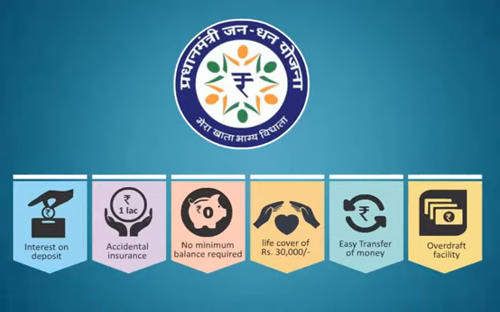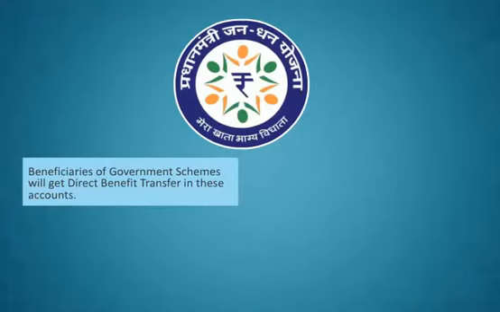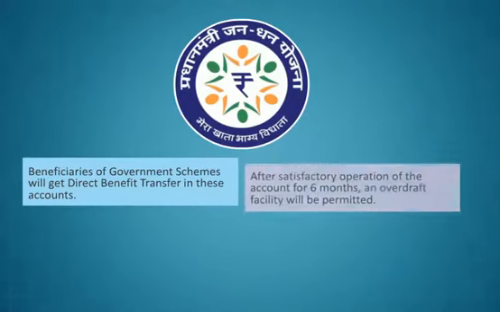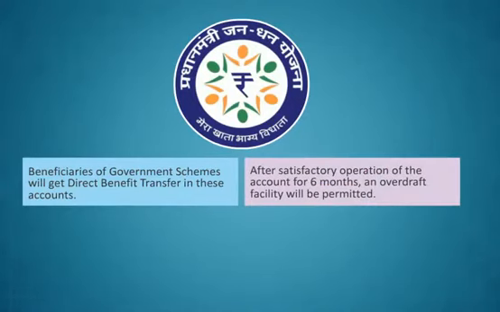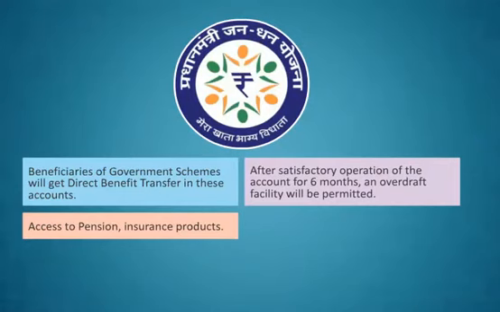Overdraft facility up to 5,000 rupees is available in only one account per household, preferably the lady of the household. Beneficiaries of government schemes will get direct benefit transfer in these accounts. After satisfactory operation of the account for 6 months, an overdraft facility will get permitted. Access to pension, insurance products.